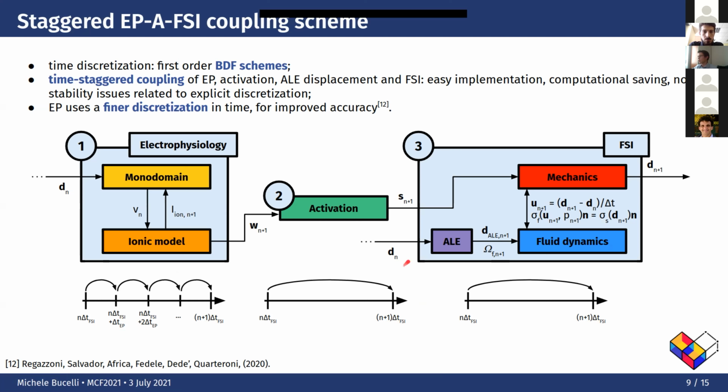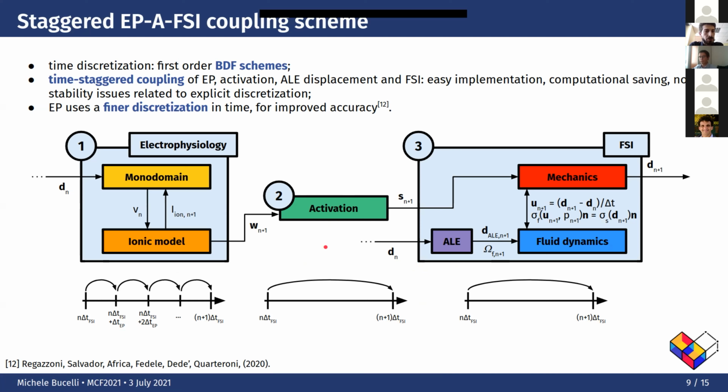On the other hand, FSI is more complicated, is nonlinear. There are all sorts of issues related to it. So it has a high cost, but we solve it on a coarser grid in time and in space. So there is kind of a 50-50 split between the two models. Activation in this context has a cost that is almost negligible if compared to the other two.